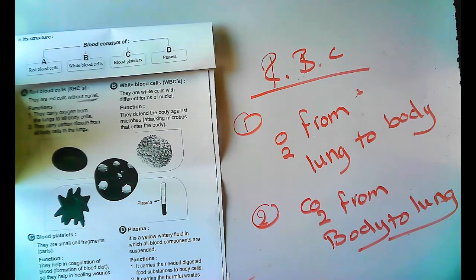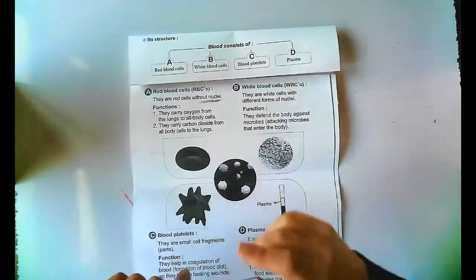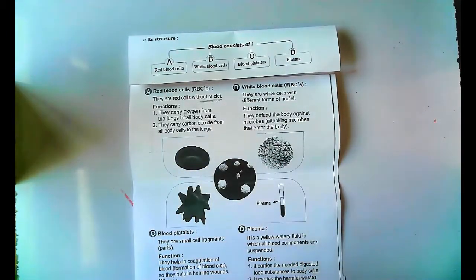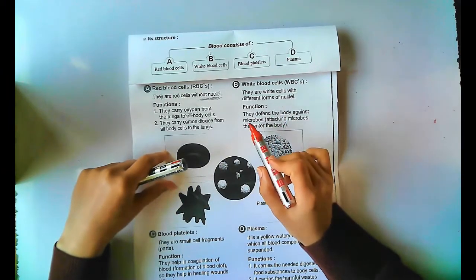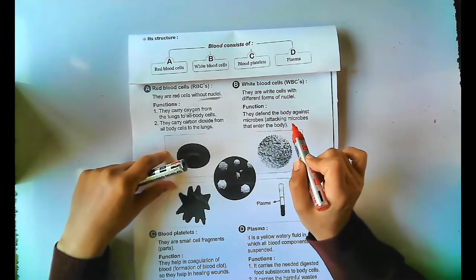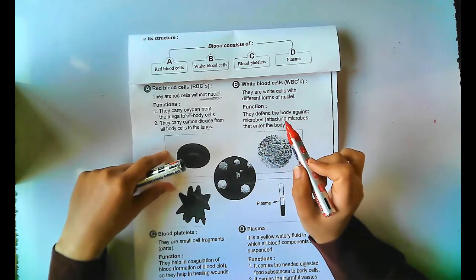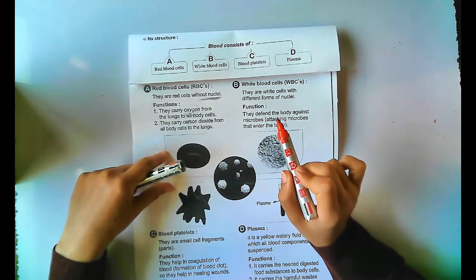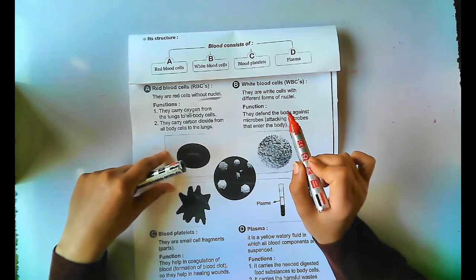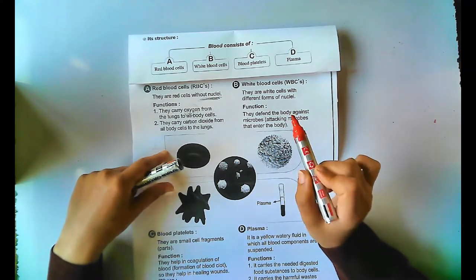What about the white blood cell? White blood cell is very important. White blood cell has a different form of nuclei. Its function is to defend the body against the microbes. It attacks the microbes. If you have flu or you are sick, the white blood cell starts to do its job, which is to attack the microbes, to kill the microbes. So white blood cell is very important.